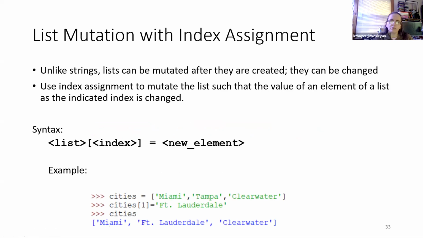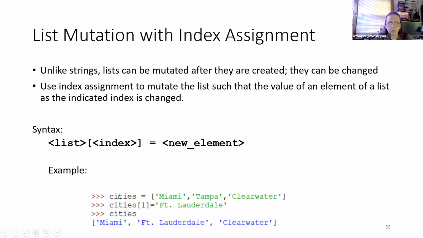So list mutation with an index assignment looks like this. Unlike strings, lists are able to be mutated after they are created. That is, they can be changed. We use the index assignment to mutate the list such that the value of an element of a list at the indicated index is changed. So here we have a list and we give an index, and then we're going to provide it with a new element, and so you can add it in.